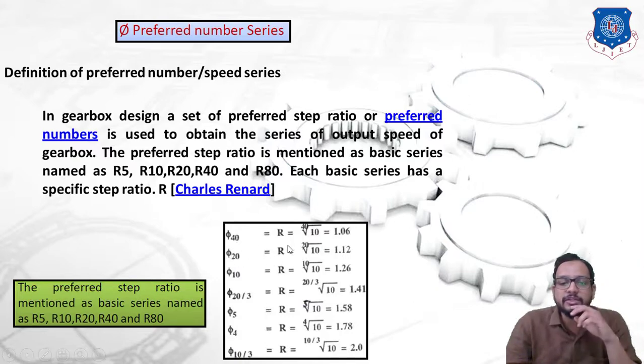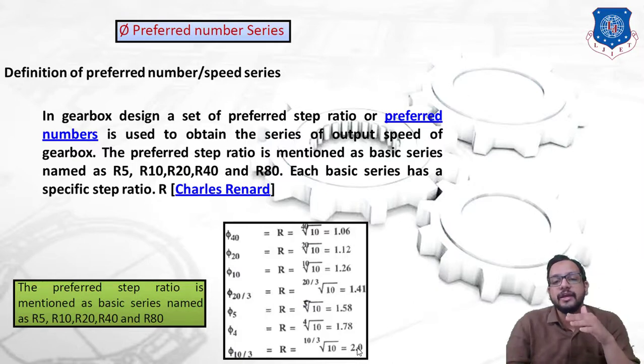how can we determine its value, the value of the geometric progression ratio? It is equal to the 20th root of 10. Remember, we are going to find a root of 10. So the 20th root of 10 is equal to 1.12. Similarly, if it is R10, denoted by phi 10, it is equal to the 10th root of 10, which is equal to 1.26. Similarly, you can see I have lastly found phi 10 by 3. So R 10 by 3 would be the 10 by 3 root of 10, which is equal to 2.